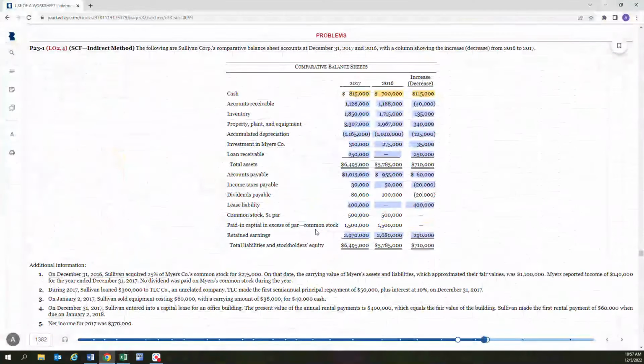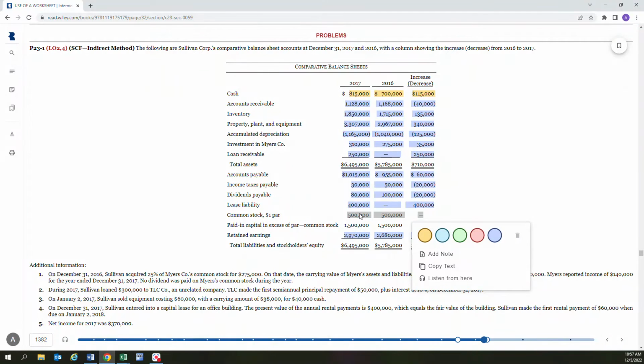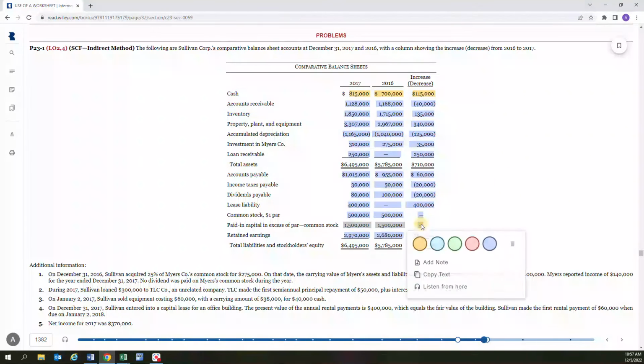All right, let's see what else we have. Dividends payable we did explain, so we can take that one out. Common stock, if you notice, nothing has been mentioned about common stock, but it started at 500 and it ended at 500. So most likely nothing happened. Same thing with additional paid in capital. Unless you're told otherwise, if it's the same amount, then nothing happened there.